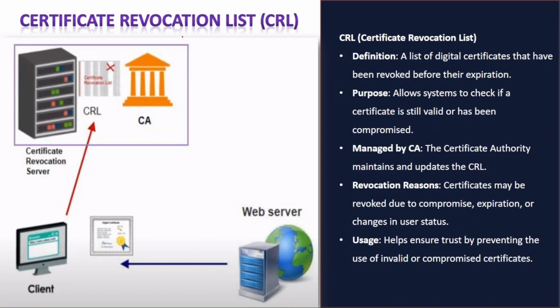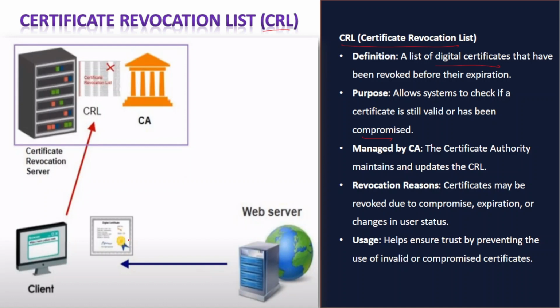Another term in the PKI and CA is the certificate revocation list, or CRL. What is certificate revocation list? It is a list of digital certificates that have been revoked before their expiration. And its purpose is that it allows systems to check if a certificate is still valid or has been compromised. So this picture explains the certificate revocation list. There is a list maintained by the CA that contains all the revoked certificates. A certificate is revoked if it is expired or if it is compromised.